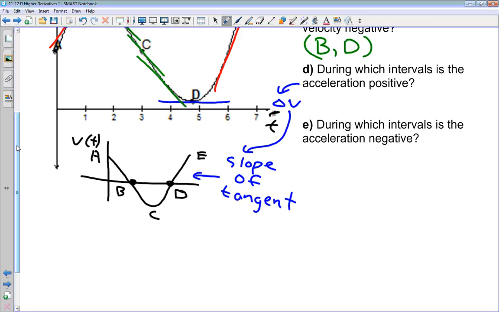From C to E. Yeah. Okay. We draw the slope of the tangent here. Yeah, it's positive. We draw the slope of the tangent there. It's got a positive slope. Okay.